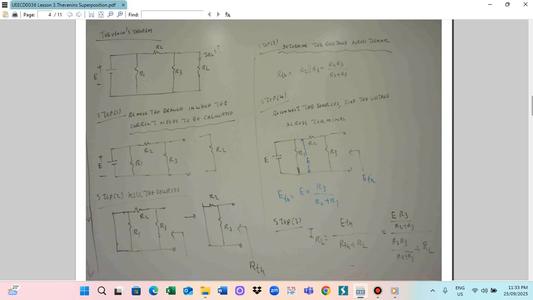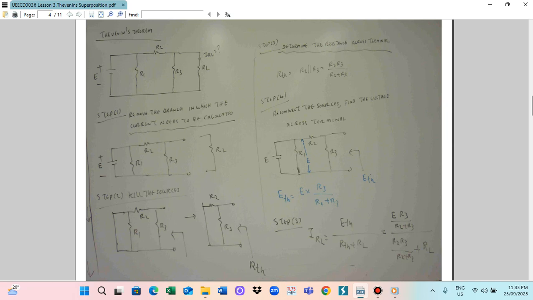By removing RL, we have E here, this is R1, this is R2, and this is R3. So we take out the RL.